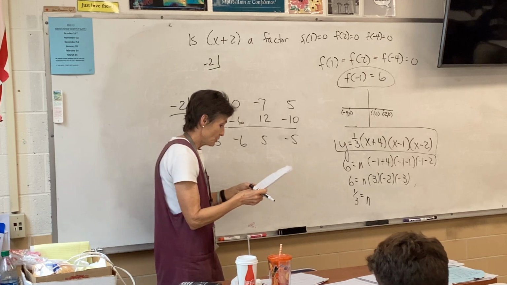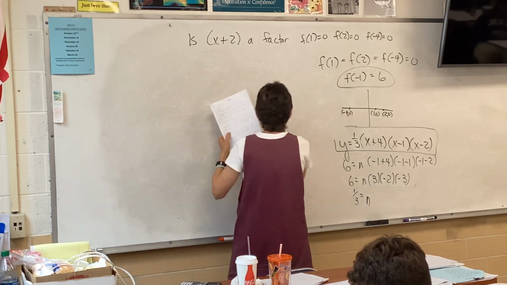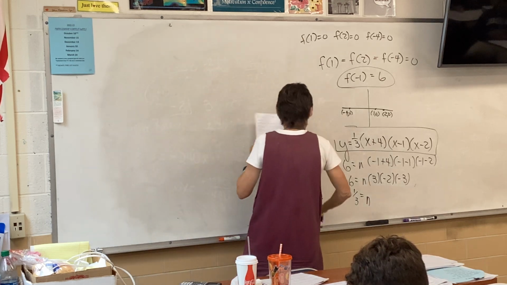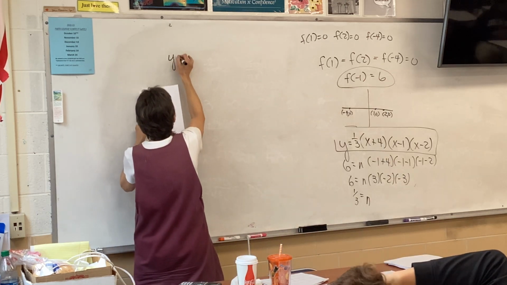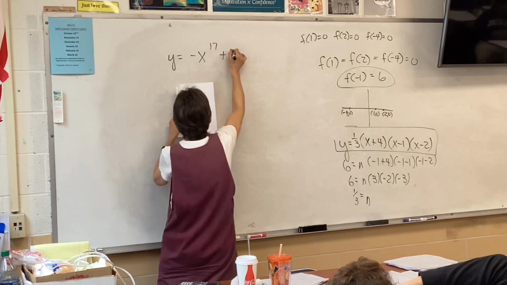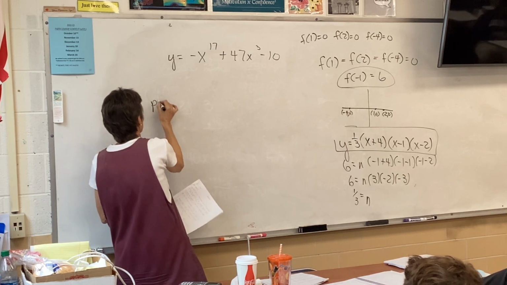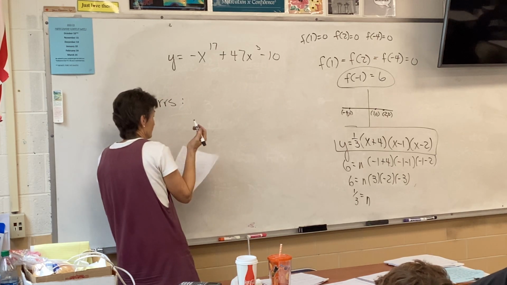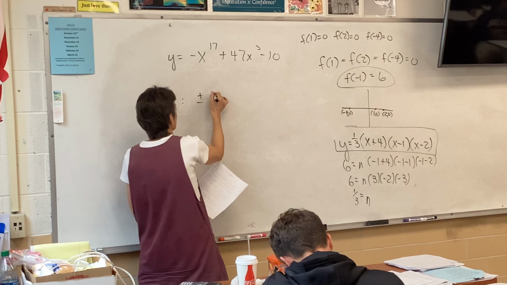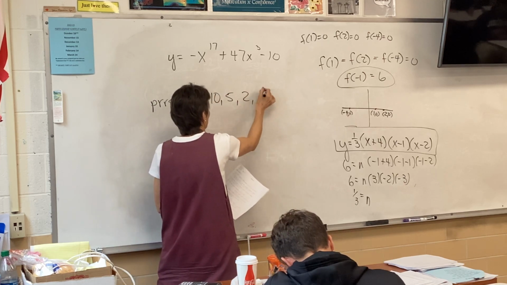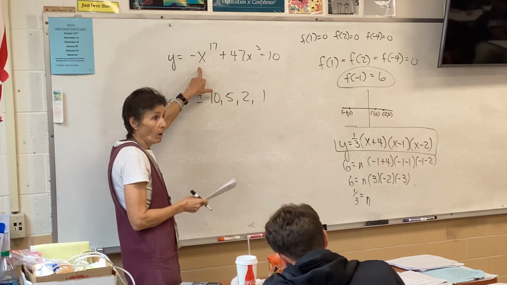Number 7. Using the function in number 6. Okay, so that's that big thing. All right, so y equals negative x to the 17 plus 47x cubed minus 10. List the possible rational roots. Factors of 10: plus or minus 10, 5, 2, and 1, over factors of 1, right?